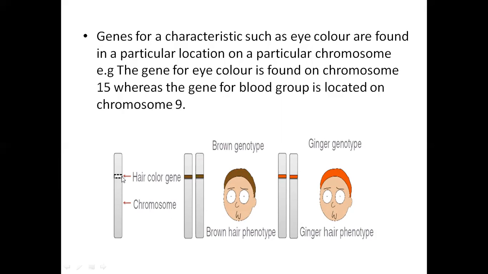So this would be chromosome 15, and this is the position on the chromosome, or the locus, as it's called sometimes, where we find the hair color gene. If we look at the two individuals here, we've got somebody with brown hair, and we've also got somebody with ginger hair. It doesn't matter that their hair colors are different, the gene for hair color is found in the same position on each chromosome. Okay, so if you want to find a particular gene, you'll look in a certain location on a chromosome. It's in the same location for whatever individual you're looking at.